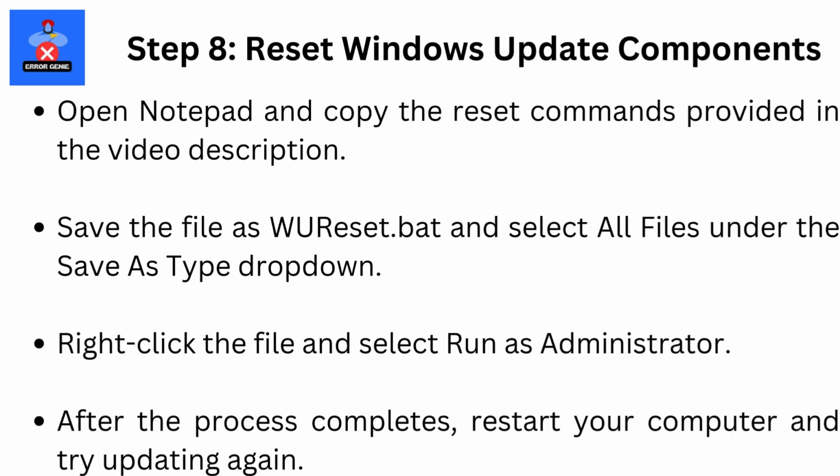Step 8. Reset Windows Update components. Open Notepad and copy the reset commands provided in the video description. Save the file as wureset.bat and select All Files under the Save as Type dropdown. Right-click the file and select Run as administrator. After the process completes, restart your computer and try updating again.